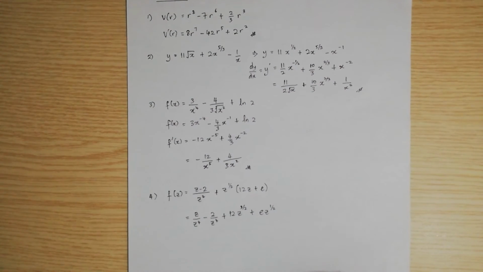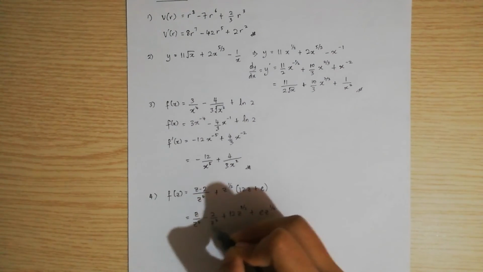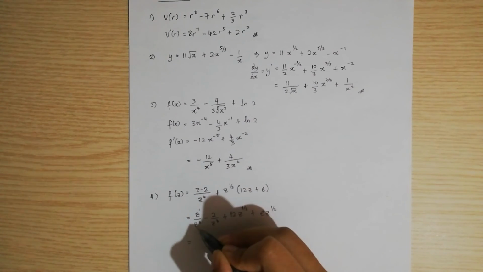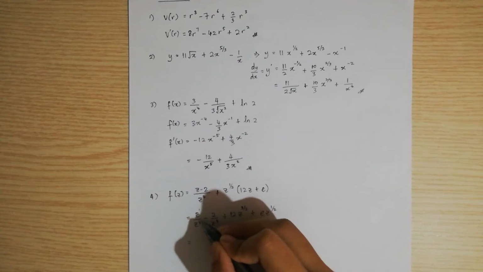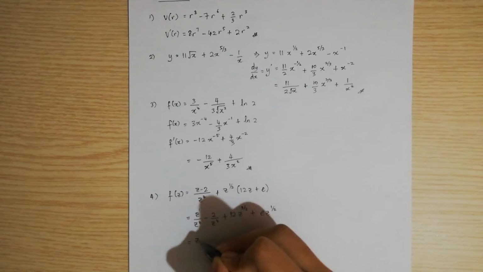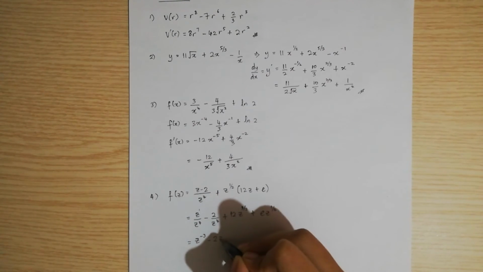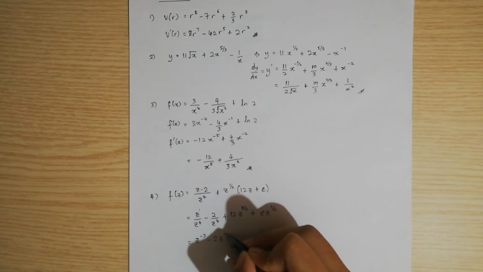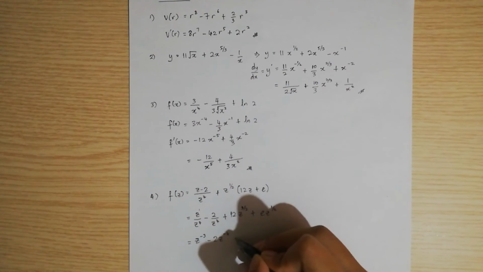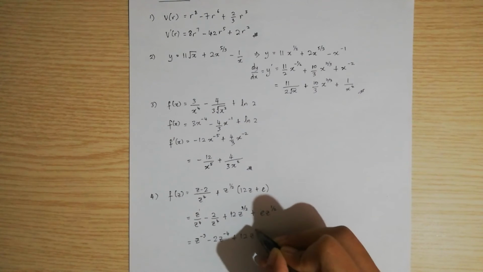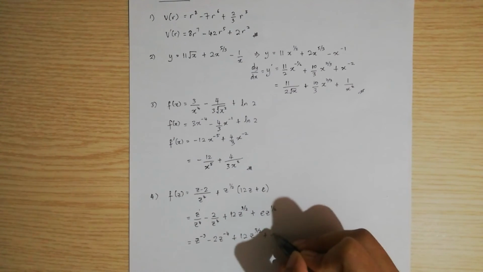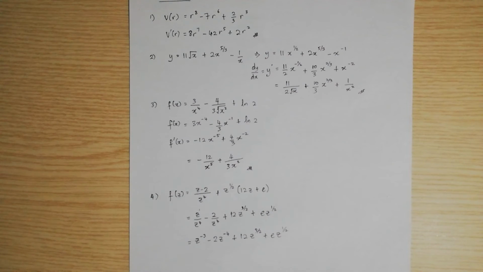Okay, not yet. We have to simplify this one first. So this is z^1 over z^4. Again, you learn this in the first topic. Same base, you use division, so you have to subtract the exponent. So z^(1 minus 4) is negative 3, minus 2z^(-4). You bring this one over here. Plus 12z^(3/2) plus e z^(1/2). Okay, now only we can differentiate.